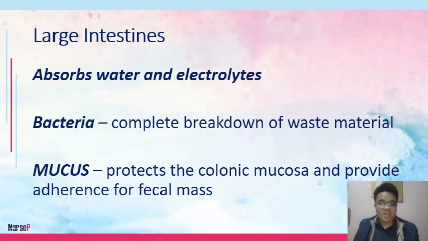Now, bacteria. Your gastrointestinal tract is not considered to be sterile. Your gastrointestinal tract, especially your intestine, contains bacteria. One of the purposes of the bacteria in pediatrics is that it produces vitamin K, which is helpful in the clotting activity of our body. In the adult, the bacteria also complete the breakdown of your waste material. Then we also have mucus. Your large intestine is lined with mucus, and this mucus protects the colonic mucosa and provides adherence for fecal mass.